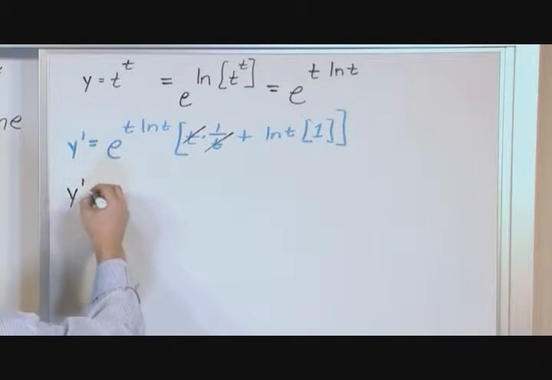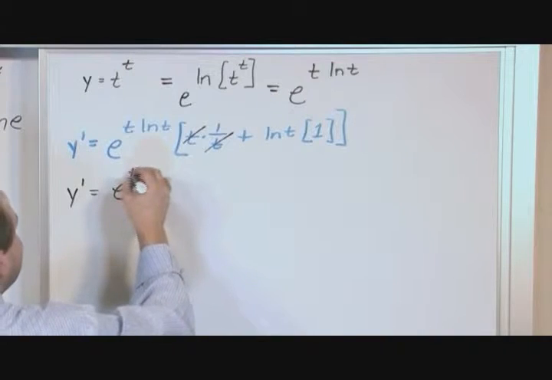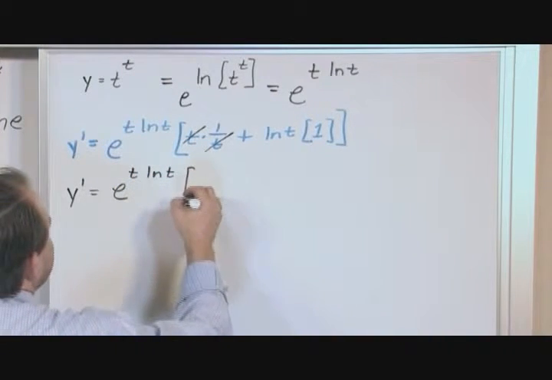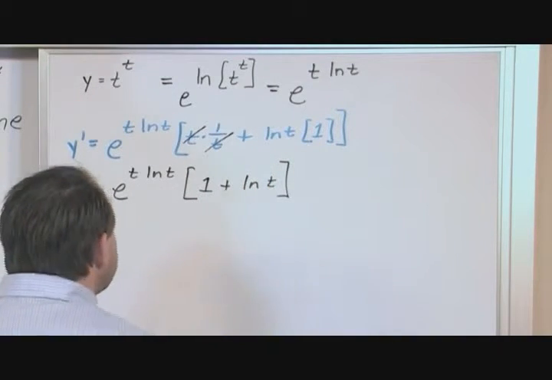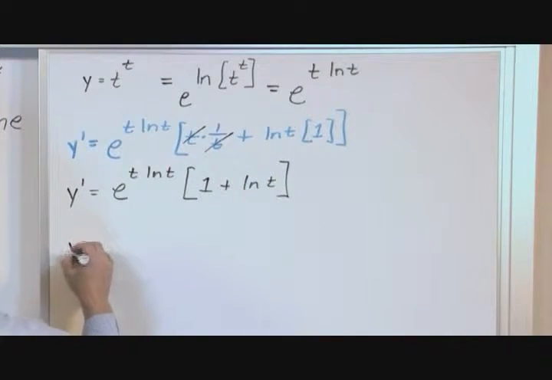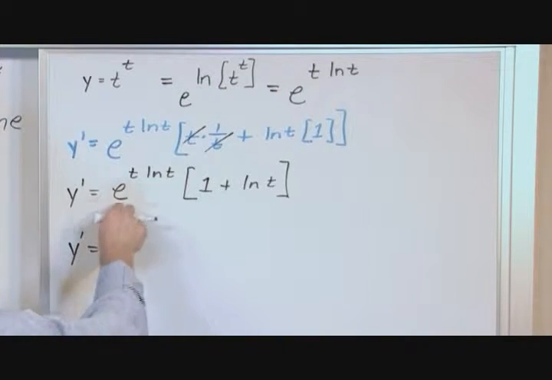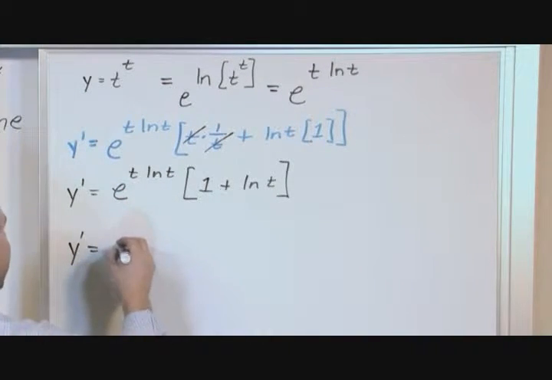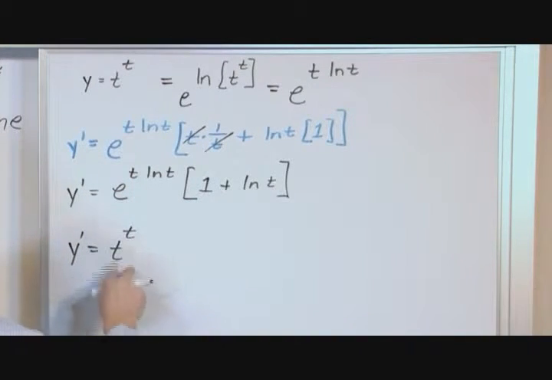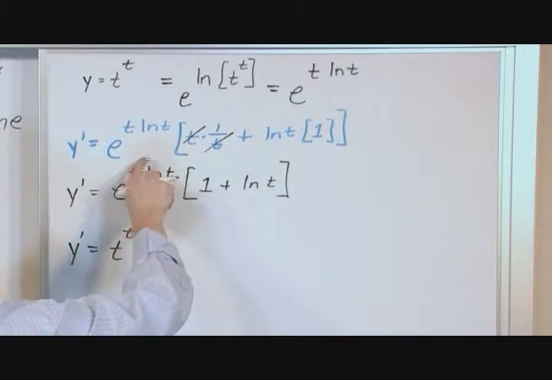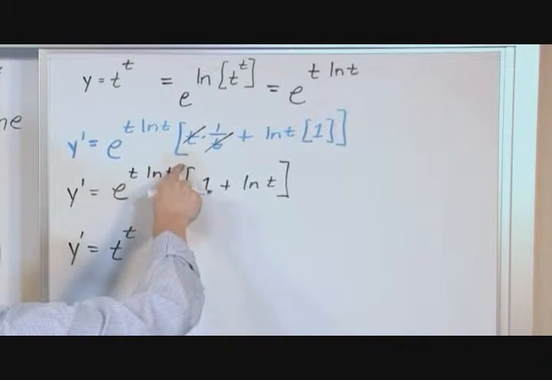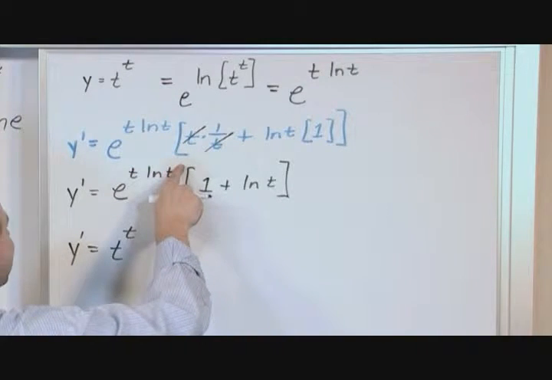So y prime is going to be equal to e to the t natural log of t. And on the inside here, I'm going to have 1 plus natural log of t. Okay, now I'm almost down to the answer. What am I going to have here? e to the t natural log of t is exactly the same thing, I think you can convince yourself, as what I started with, t to the power of t. This is equal to this because I can move this guy right back into the exponent, just like I can pull it out, I can put it back in there. That's a property of logs. So it's t to the power of t.